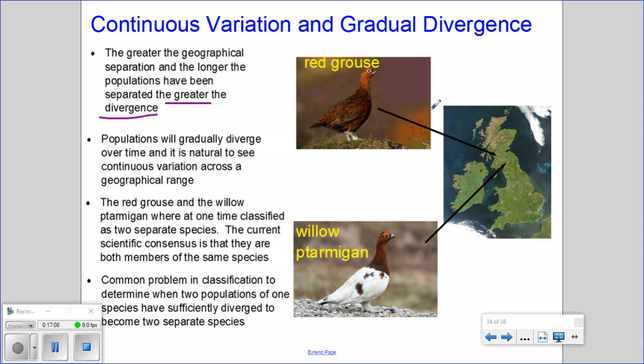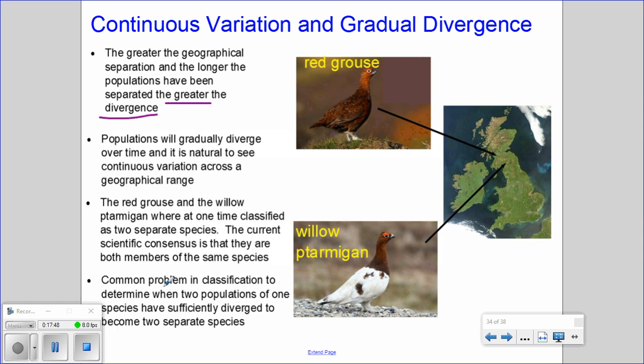The red grouse, for example, is found in the northern parts of Great Britain here in Scotland, whereas the willow ptarmigan is spread throughout Scotland as well, and parts of northern England, as well as being found on the island of Ireland. Now, the red grouse is geographically separated enough that it does not interbreed with the willow ptarmigan and has developed these different characteristics.